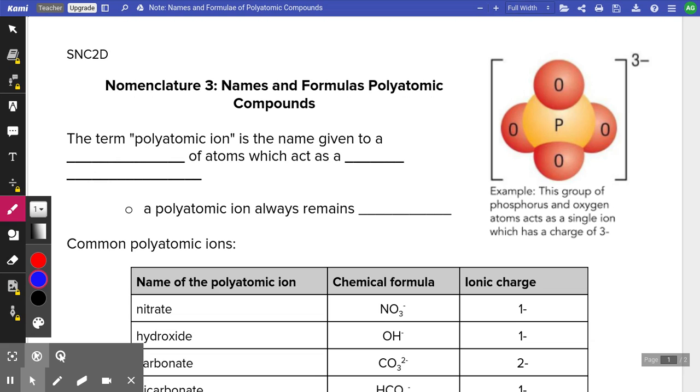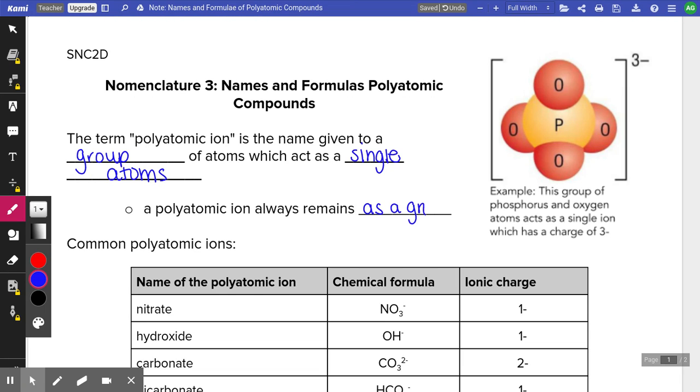A polyatomic ion is the term that's given to a group of atoms that act as a single atom. What's meant by that is simply that these are atoms that are really strongly attracted to one another, so they stick together and move as a group. The essential idea here is that polyatomic ions always remain as a group. Even though there are a few different types of atoms present in a polyatomic ion, they still all move together and function for most intents and purposes as a single ion.